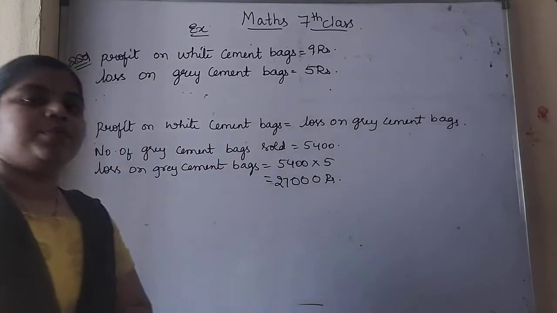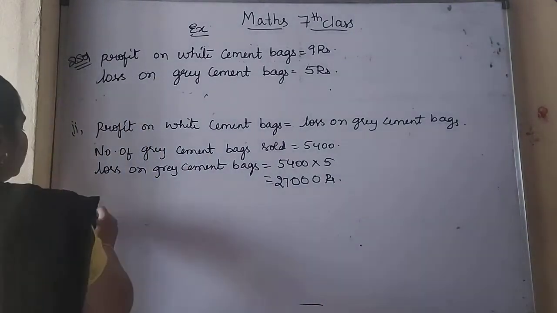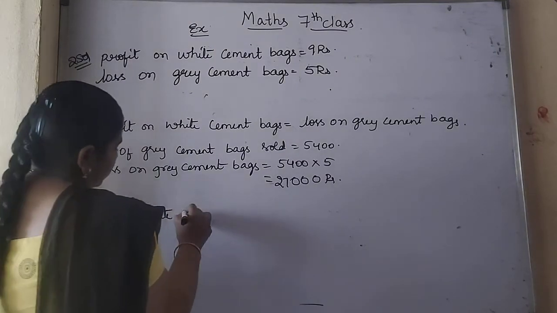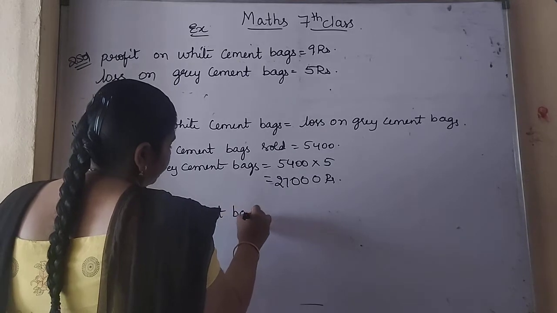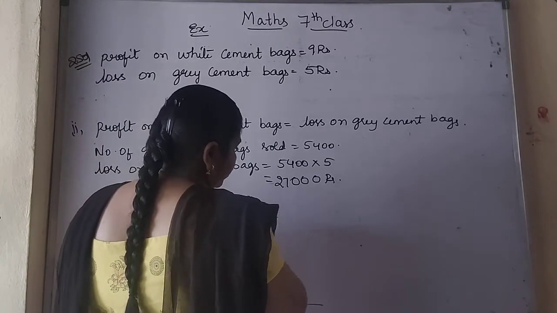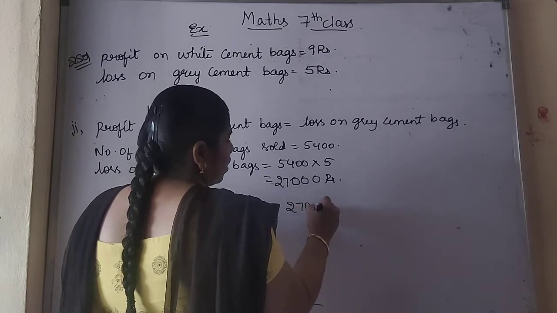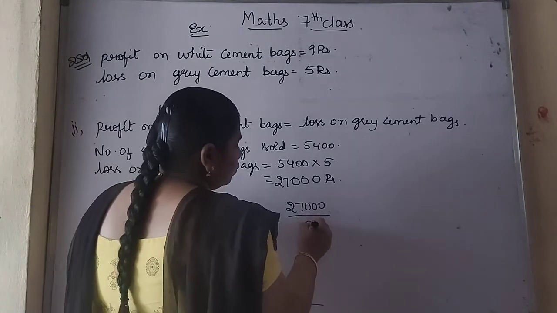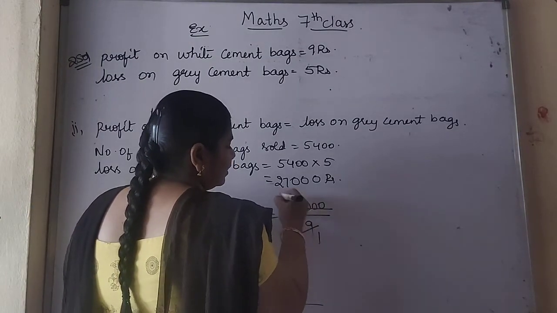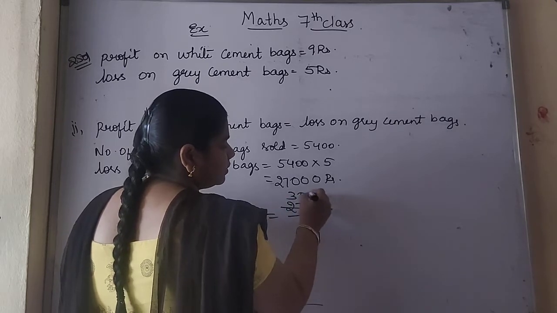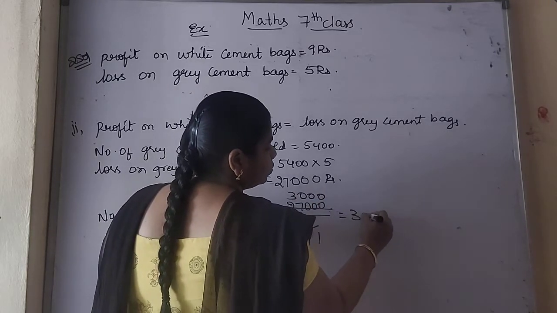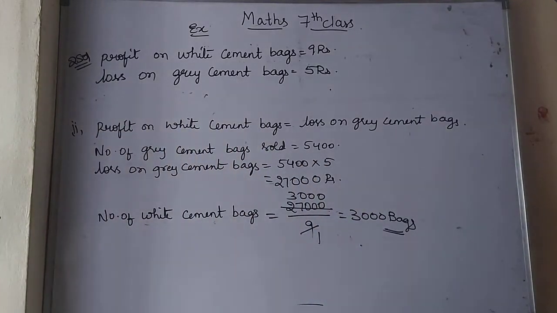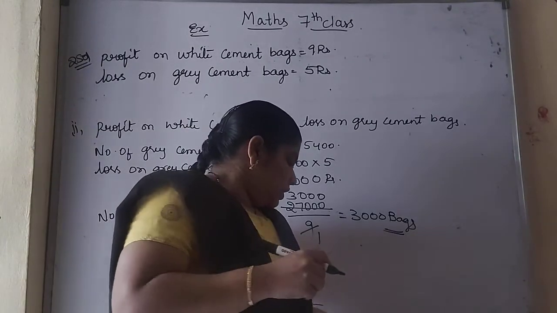So now what we have to find? We have to find how many white cement bags they have to sell. So the number of white cement bags is equal to 27,000 divided by 9, because on every white cement bag they are getting 9 rupees profit. 9 threes are 27, 9 zeros are 0, 9 zeros are 0. That will be equal to 3,000 bags they have to sell to get neither profit nor loss. So this is our second one.